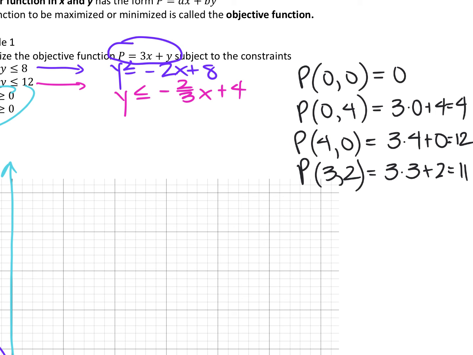Which one is the biggest? 12. This is your maximum then. That's it. So all you're actually going to do on this until we get to word problems is graph them, find the corner points, and plug them in. It will either say maximize, in which case you choose the biggest one, or minimize, in which case you choose the smallest one. Okay?